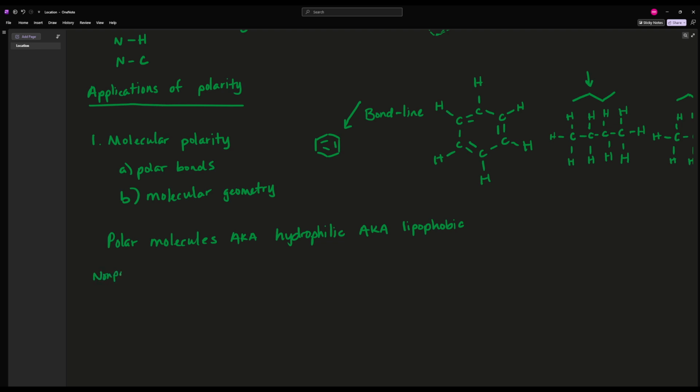Nonpolar molecules, ditto mark means repeat above, so that means molecules. Also known as, well, if polar molecules like water, nonpolar molecules probably don't, so they're hydrophobic. Or lipophilic.